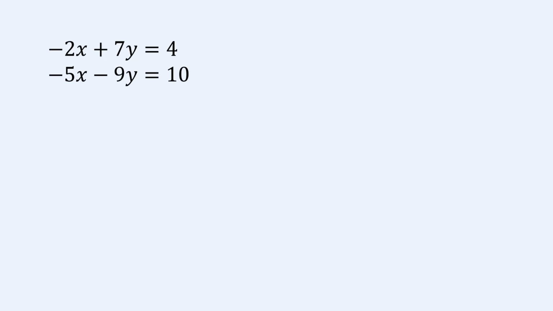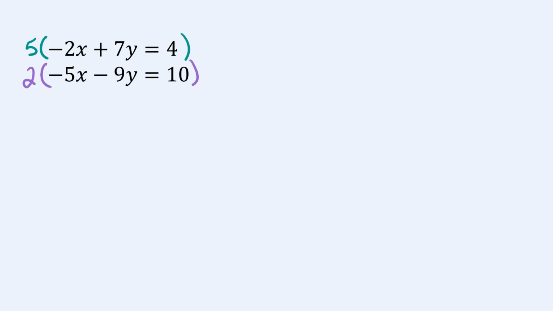I see that I have a negative 2x and a negative 5x. Between 2 and 5, I can multiply those together and get 10. So I'm going to multiply the top equation by 5 because 2 times 5 is 10. And then I'm going to multiply the bottom equation by 2. Because 2 times 5 is 10, and that will give me the same number.